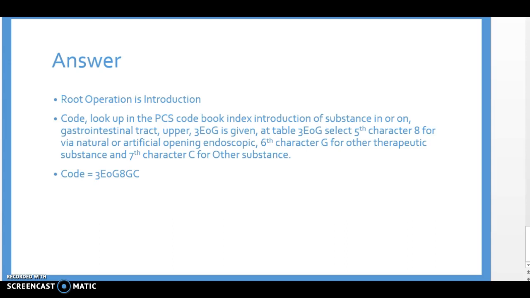So once you're at table 3E0, you're going to pick row G for the 4th character, which we already knew from the index. Then for our 5th character, we're going to pick 8 because our procedure was done via a scope. So we're going to pick 8 for via natural or artificial opening endoscopic. Then our 6th character, we're going to pick G for other therapeutic substance. Botox paralyzes, so that's why we're going to pick other. And then also for our 7th character, we're going to pick other substance or character C. So the correct code is 3E0G8GC.